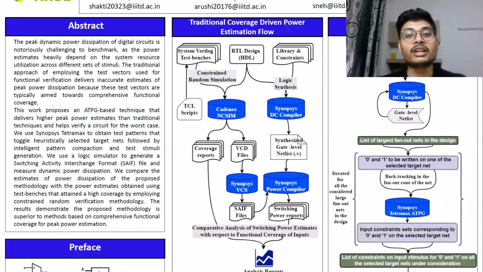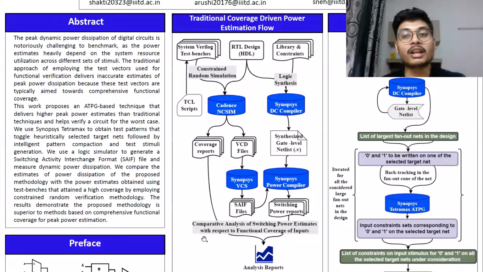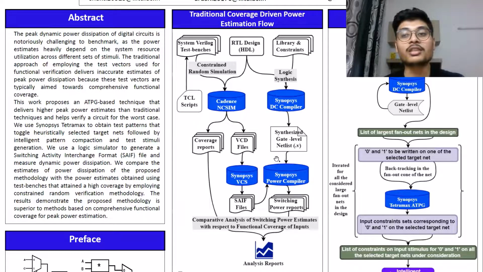These test stimuli with gradually increasing functional coverage are used to perform RTL simulation in order to generate VCD files and corresponding coverage reports using the Cadence NC-Sim tool, and correspondingly using Synopsys VCS, the generated VCD files are converted into SAIF files, which are used to annotate the switching activity on the gate level netlist obtained from logic synthesis of RTL using Synopsys Design Compiler, in order to generate power reports with the help of Synopsys Power Compiler corresponding to the sets of input stimuli with gradually increasing functional coverage.